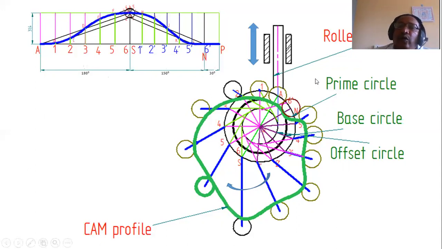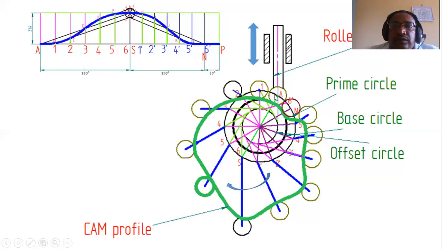And next, how to draw the cam profile. The steps I'll explain. Please follow them step by step and draw the cam profile. The steps are as follows. So join O to A. Then see what the outstroke is. The outstroke is given, it is 180 degrees. So AOS, that is this arc, this arc is 180 degrees. That is, OAS is 180 degrees.